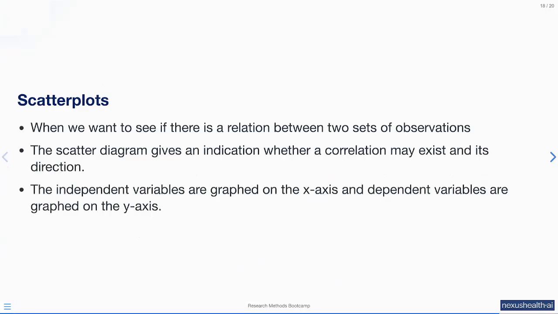When we want to see if there's a relationship between two sets of observations, we can use the scatter plot. The scatter plot or scatter diagram gives us an indication whether a correlation exists and it also will give us an idea about the direction. In plotting the scatter plot, the independent variables are plotted on the x-axis and the dependent variables are plotted on the y-axis.